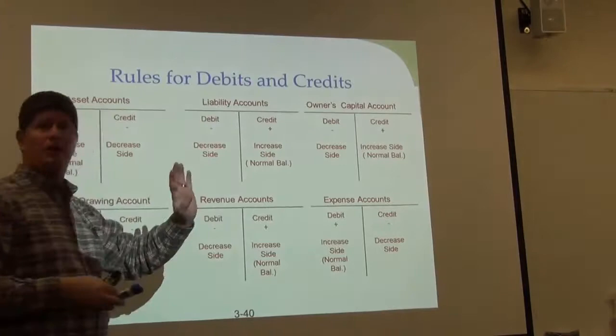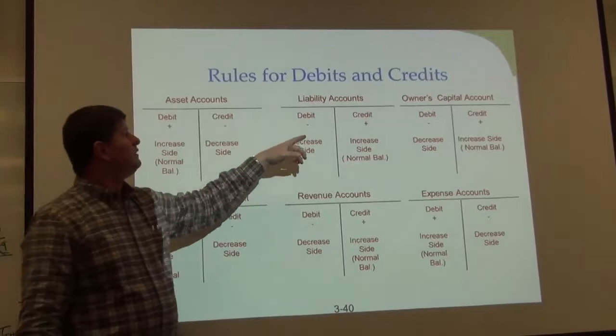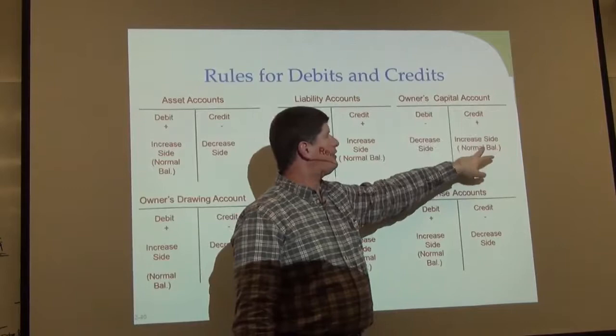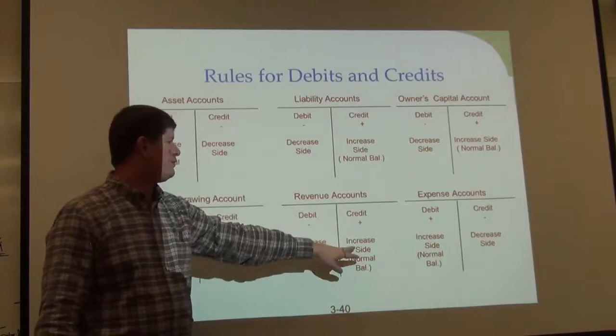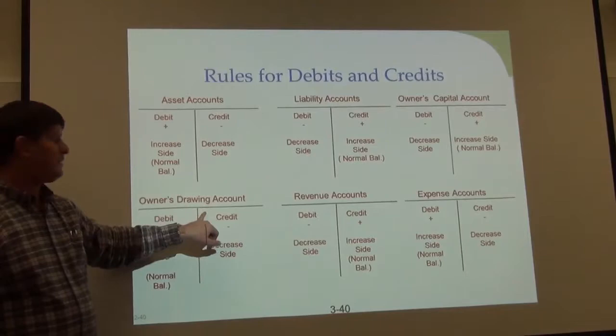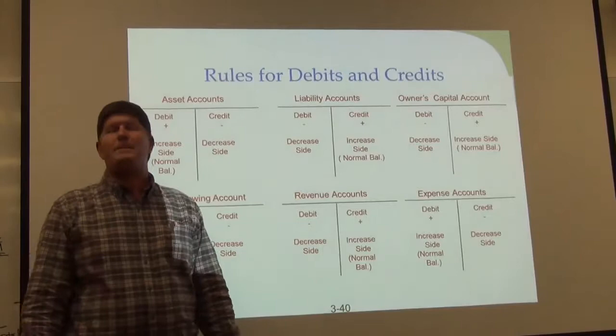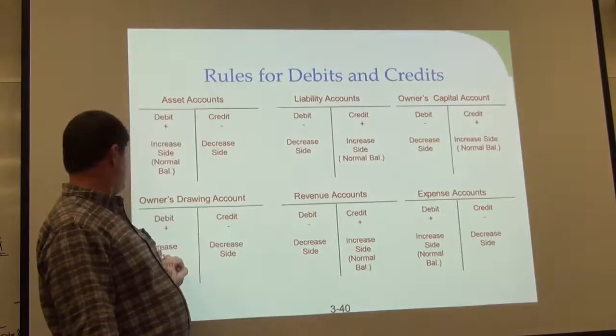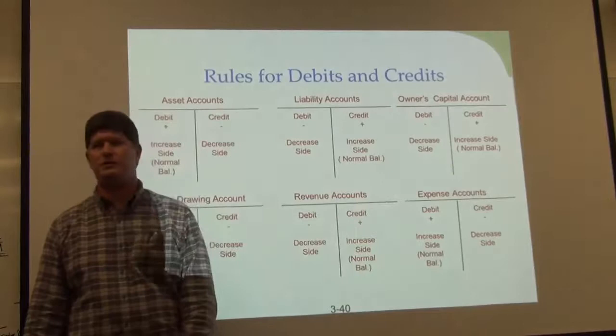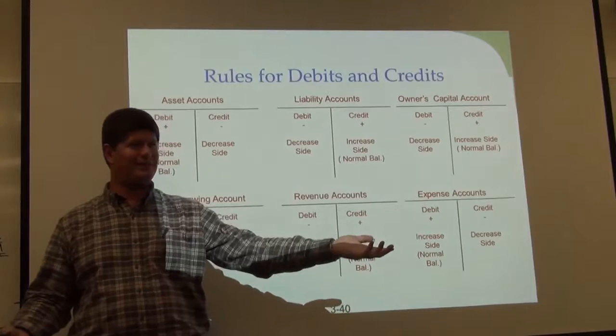And this tells you everything you need to know. Asset accounts increase on the debit side. Liability accounts increase on the credit side. Capital increases on the credit side. Revenue increases on the credit side. The drawing I talked about, the dividends, increase on the debit side, and expenses increase on the debit side. Here's another way to remember this. There's one, two, three that increase with debits, and one, two, three that increase with credits. Right? If it's got to stay in balance, that makes sense, right? Three on one side, three on the other, yes? Okay.